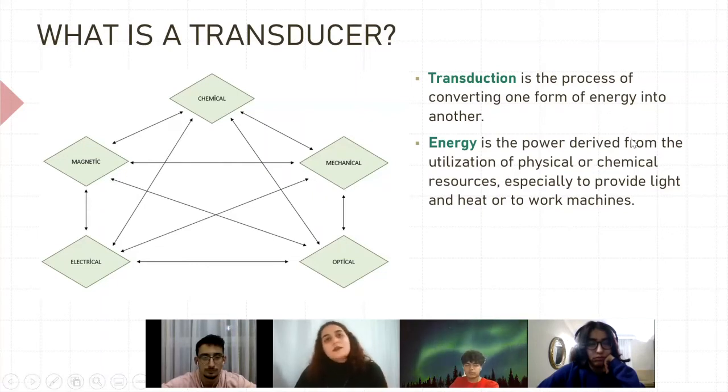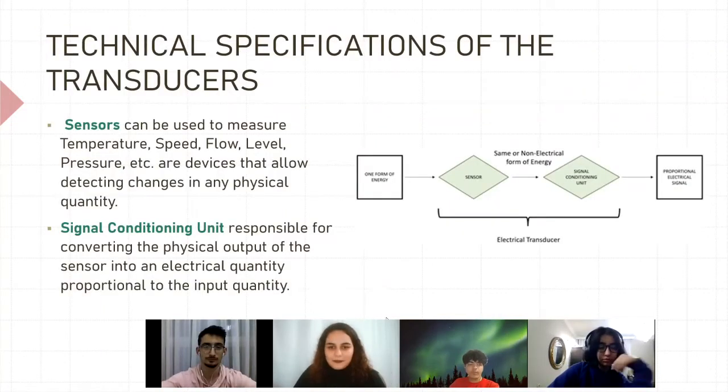Now, I will explain the technical features, working principles, and usage areas of the transducers. First of all, I want to talk about the technical characteristics of transducers. Transducers mostly consist of two main parts, a sensor and a signal conditioning unit. Transducers also have other important parts such as signal processing equipment, amplifiers, and power supplies.